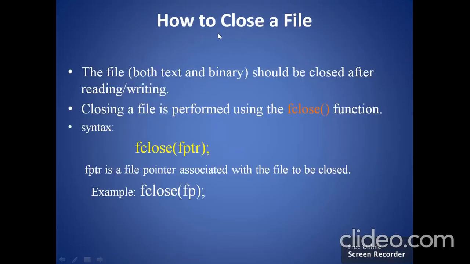The next topic is how to close a file. The file, whether it is text or binary, should be closed after reading or writing. Closing a file is performed using the function fclose. The syntax of the fclose function is fclose(fptr); Here fclose is the function used for closing the file, and fptr indicates the name of the file pointer. Then we put the semicolon.